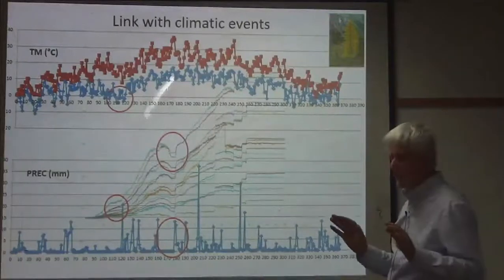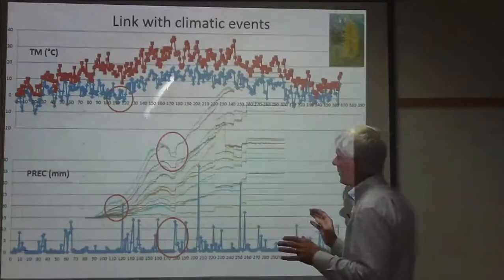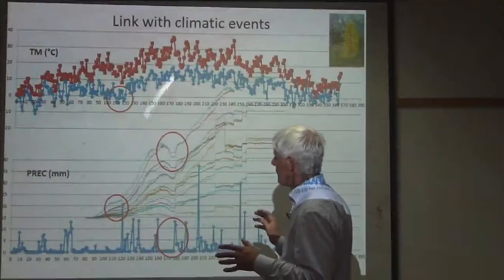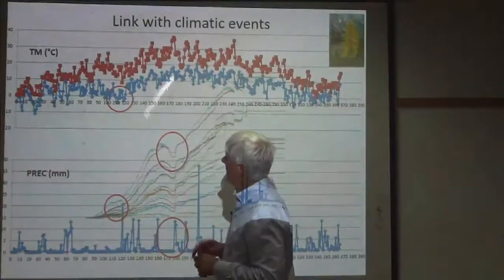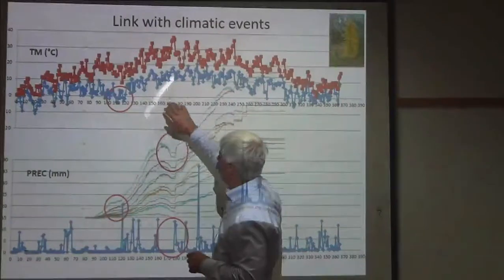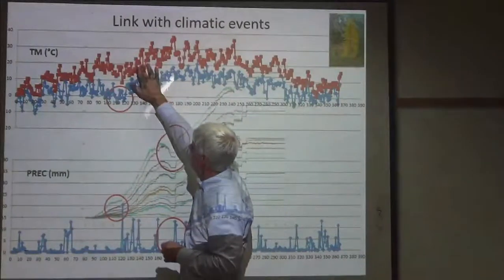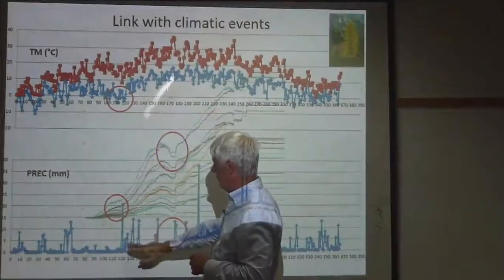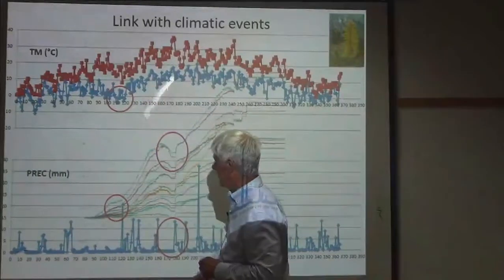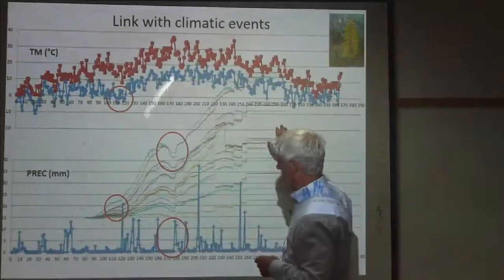So we have not yet started to do the analysis, but you can already observe a few things. For example, I put here the maximum temperature, minimum temperature, and then you have the rainfall, which is represented here, and you have the curves, some of the curves.